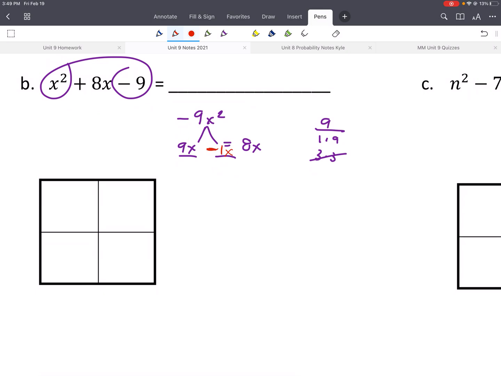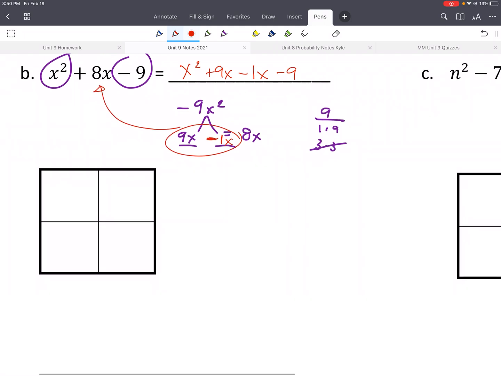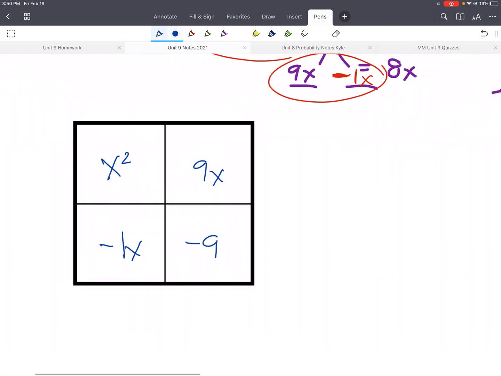And then we're going to use our grouping. Well, let's write down our 4 terms. So that's x squared plus 9x minus 1x minus 9. So again, we just took those two and replaced that middle term. Now we can write down our x squared and our 9x and our negative 1x and a negative 9. So now we just need to factor out the columns and rows.